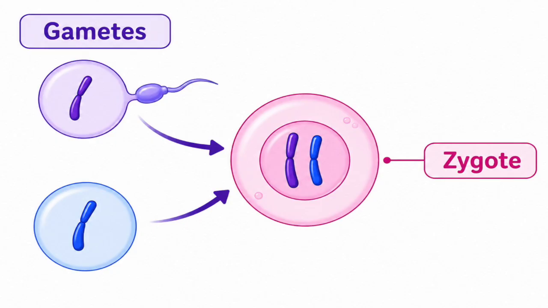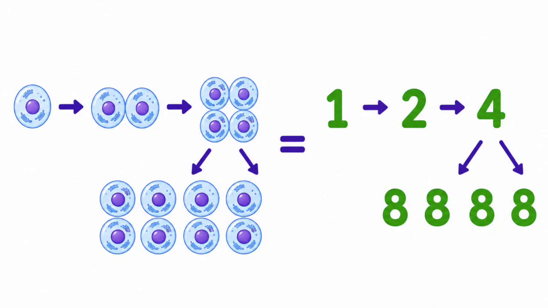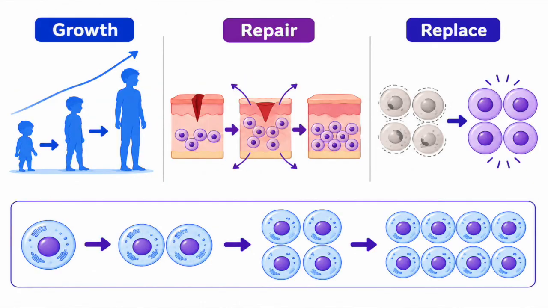Gametes can combine together to form zygotes during reproduction. A zygote is the first cell formed after gametes combine. Watching cells divide looks like multiplication. Every time a cell divides, it creates more cells, just like multiplying numbers in math. That's how the body grows, repairs damage, and replaces old cells.